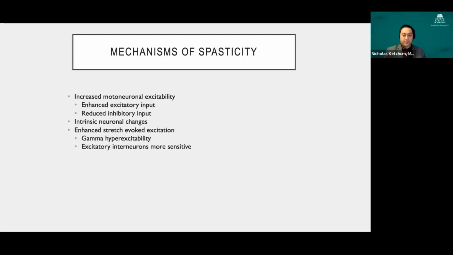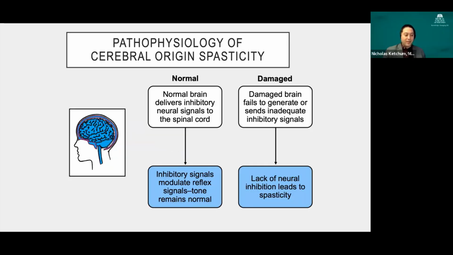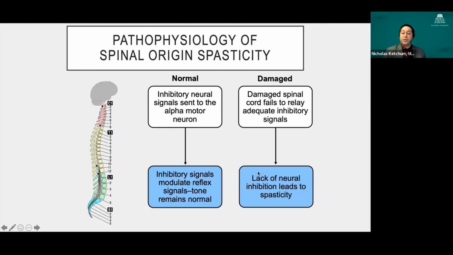And very, very simply, pathophysiology of cerebral origin spasticity. The normal brain is delivering inhibitory signals to the spinal cord, and this modulates the stretch reflex, and tone remains normal, and there is no spasticity. But in the damaged brain, that inhibitory signal is not generated, and that lack of neural inhibition leads to spasticity. Likewise, with spinal origin spasticity, inhibitory neurons can get to the alpha motor neurons, but with a damaged spinal cord, that signal cannot get through the damage, and that lack of neural inhibition leads to spasticity below the level of the lesion.